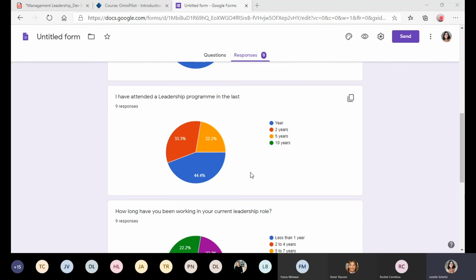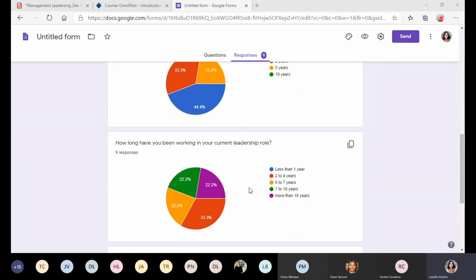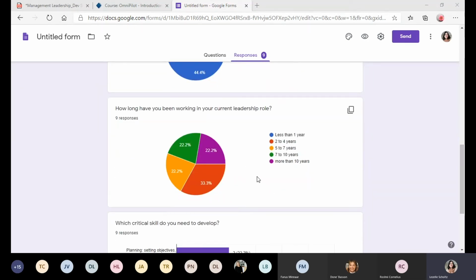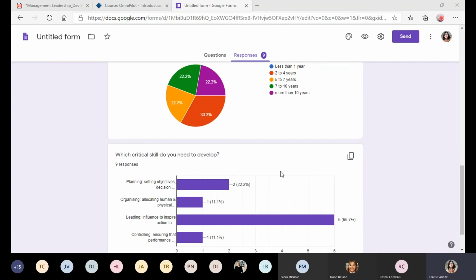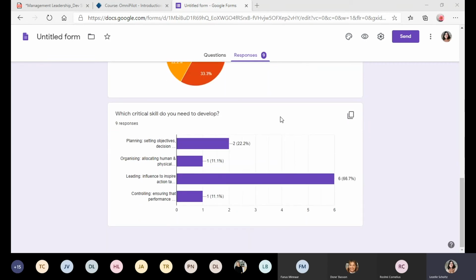I have attended a leadership program in the last year. That's great. And then some in the last 5 years, and also the last 2 years. Great. Thank you. How long have you been in your current role? Okay, more than 10 is leading the way, then these 2 to 4 years. Okay. You must have been experiencing lots of changes in the last 2 to 4 years. Okay. All right, it seems like those are all our responses.